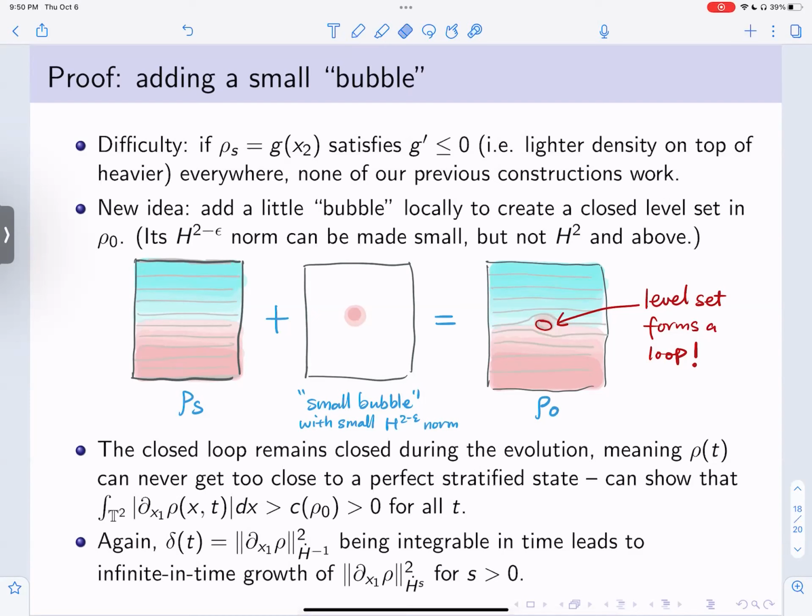However, we are able to add this tiny bubble here that forms a closed level set at time equal to 0. Initially, suppose we are looking at this steady state that is minus x2. If we look at the gradient in the x2 direction, the derivative is always -1. So if we want the initial data to form a loop, where it has a point with 0 gradient, it means that in terms of the derivative, it has to have an order 1 change, right?